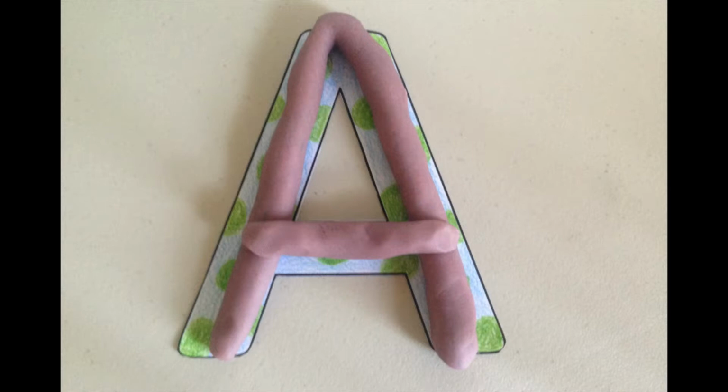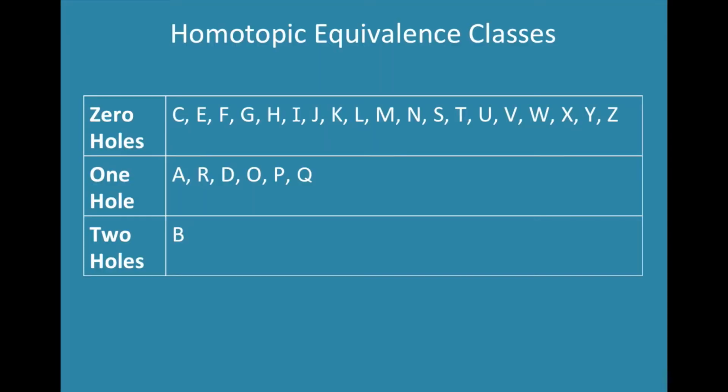After students have made their letters out of Play-Doh, they need to determine how many holes their letters have. And I can tell by looking at my A that it has one hole. Once everyone has determined how many holes their letters have, you should compile this information as a class, and there are a lot of different ways to do this.